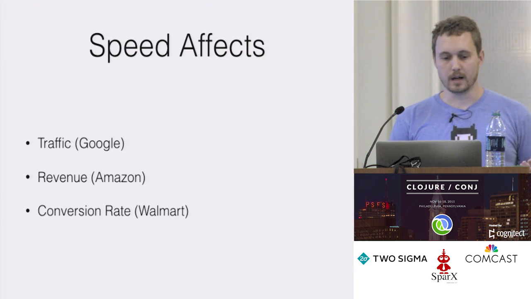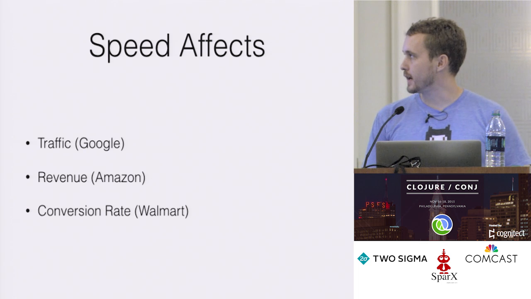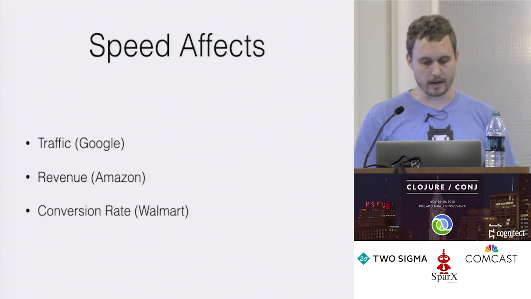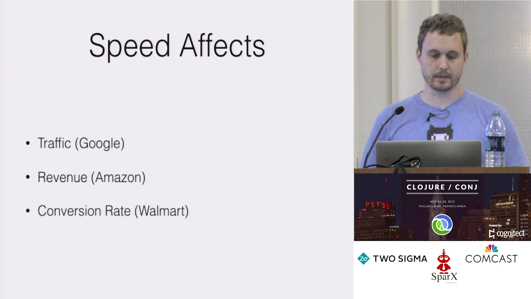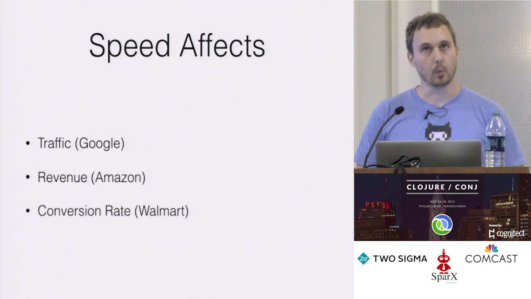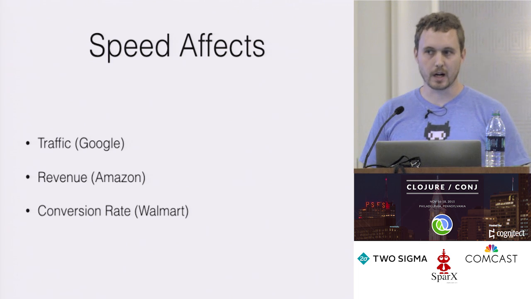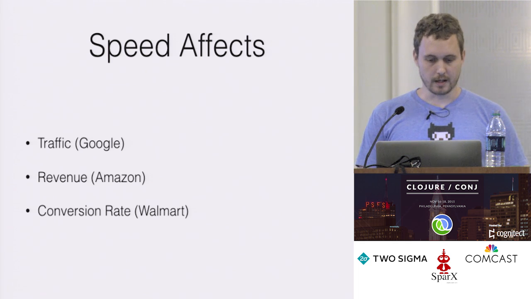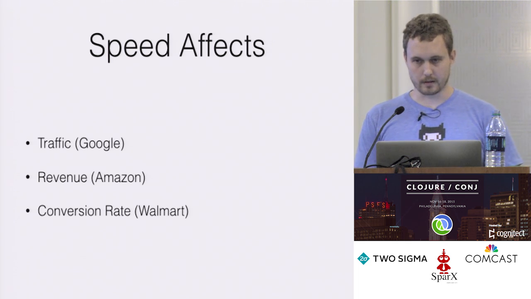Okay. So Google reported speed affects traffic and repeat traffic. Amazon said that for every 100 milliseconds that your page loads slower, Amazon loses 1% of revenue. So every 100 milliseconds, they had a visible effect. And then Walmart had the slide we just showed about conversion rate.